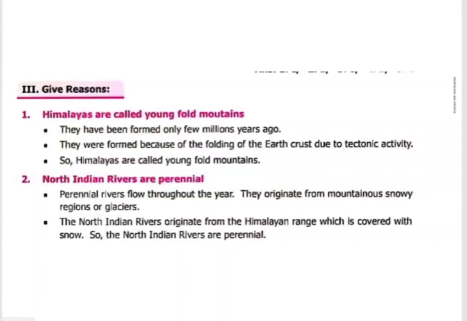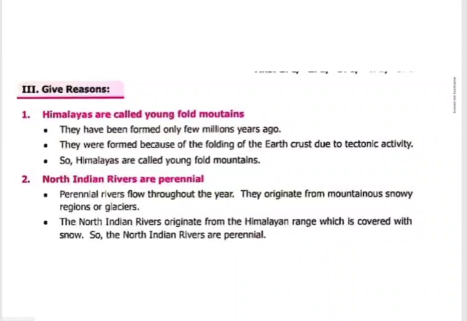What's the reason, children? Once again, they were formed only a few million years ago. How are they forming? By the folding of the mountain. How the folds were formed is because of tectonic activity in the earth's crust. So the Himalayas are called young fold mountains. This is the first one.